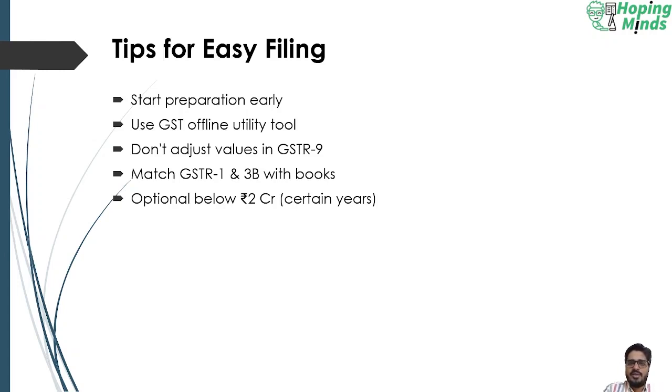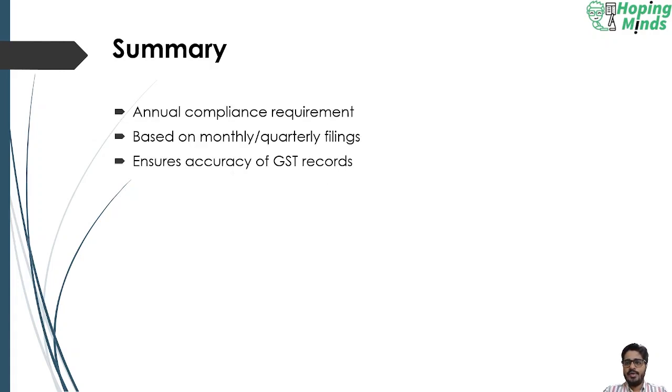Then filing of GSTR 9 is optional for those whose turnover has not exceeded rupees 2 crores during the preceding financial year. So to summarize, GSTR 9 is an annual compliance requirement for all the regular taxpayers whose turnover has exceeded rupees 2 crores during the preceding financial year.